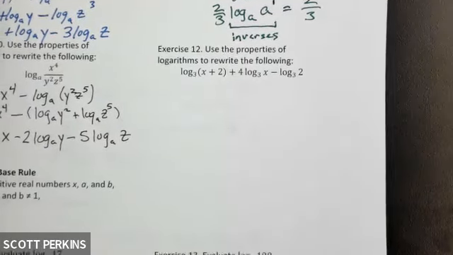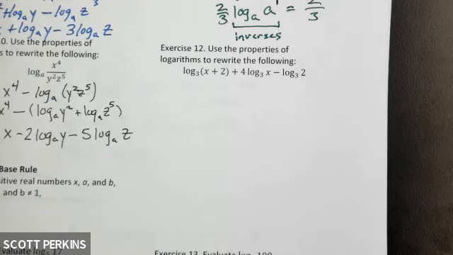What I'd like you to do with exercise 12. Exercise 12, I've given you an expanded logarithm, and I would just like you to do the reverse process. So first thing I would recommend is do the power rule and get any coefficients up, and then you're reversing it and you're using the product rule and quotient rule from there. Give it a try, do your best. We'll compare notes in a minute.